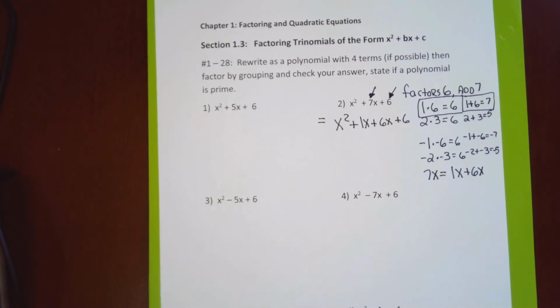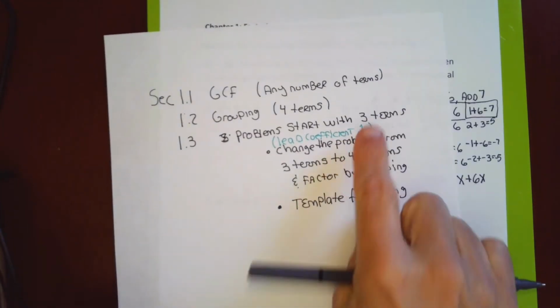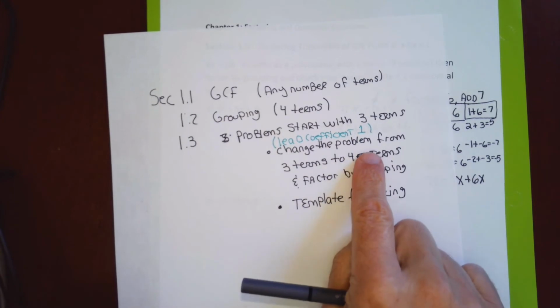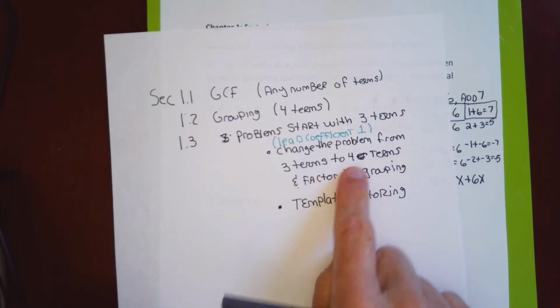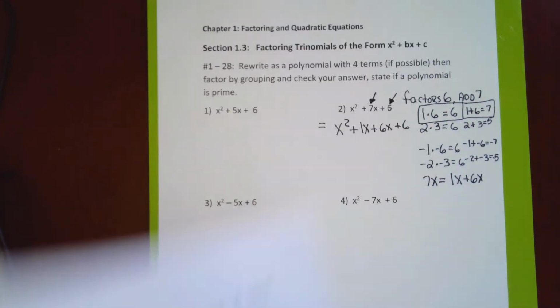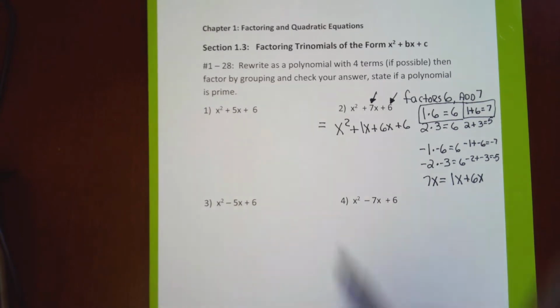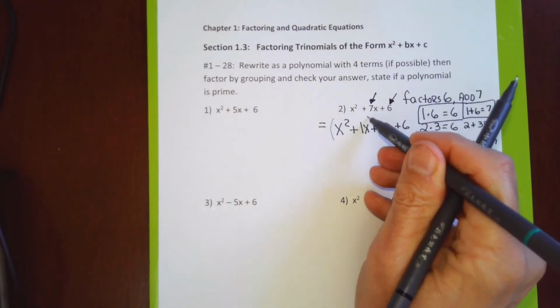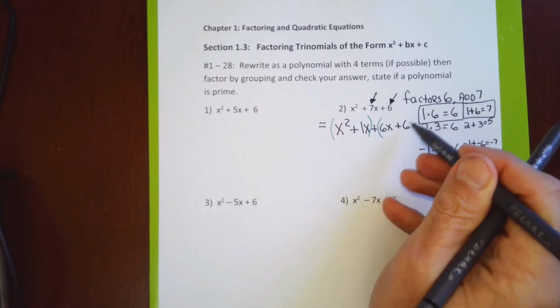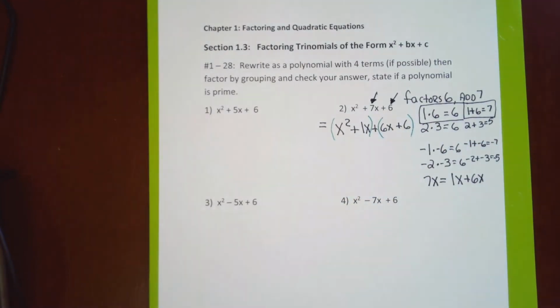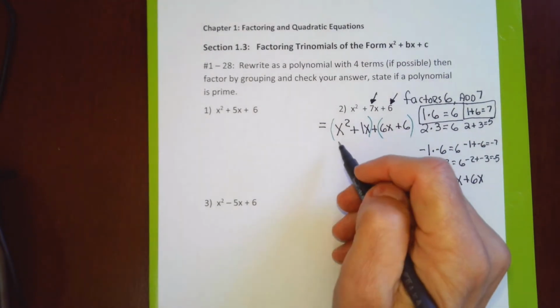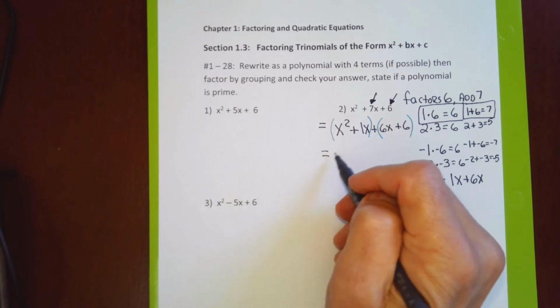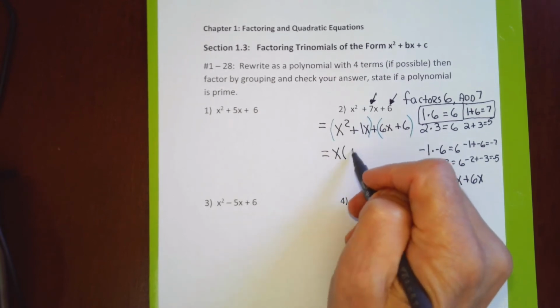So in this section, we're going to start off by taking the problem with 3 terms, changing it to 4 terms, and then factoring by grouping. So let me now factor by grouping. I'm going to insert my parentheses around the first 2 terms and around the second 2 terms. From the first 2 terms, I'm going to factor out a common factor of an x and be left with an x plus 1.